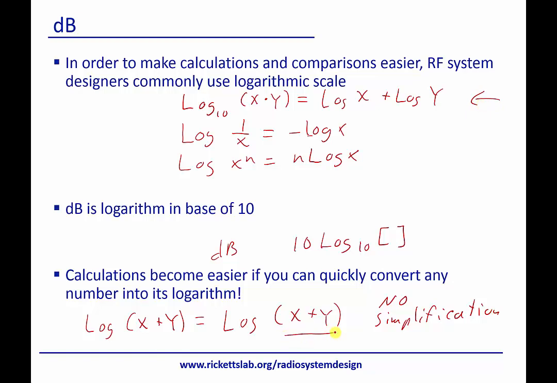So to do this properly, what you'd actually have to do is add x and y in the linear domain and then take the log of that. Sometimes we might give you x and y in dB, and you would have to convert those to the linear domain and then take the log. So for instance, let's do an example: x equals 3 dB and y equals 10 dB.